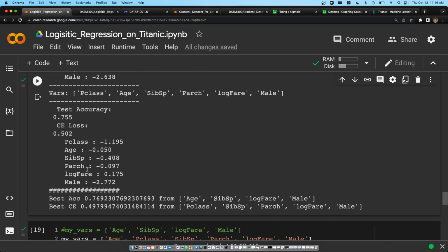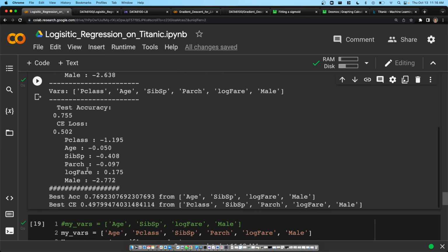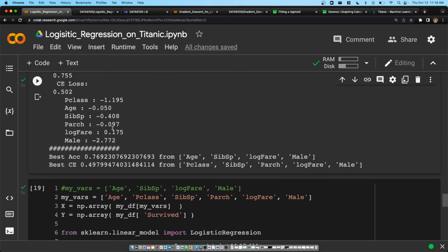So I kind of tried both. And I did a regression. Remember, this was using a test set and a training set. So I had a test accuracy and a train accuracy. And then I did one with everything at the end here.